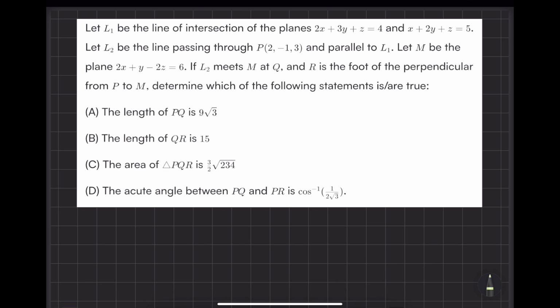So, we got a wholesome new problem which says let L1 be the line of intersection of the plane this and this. So, the line 1 is the intersection of plane this and this. Suppose that we are interested in finding L1. First, find out who is L1. So, L1 is the line of intersection of plane 1 and plane 2.